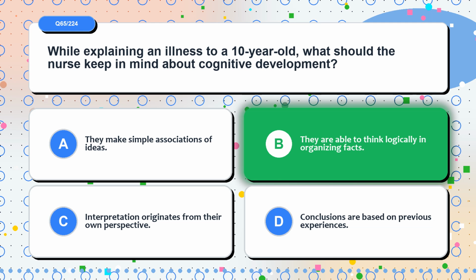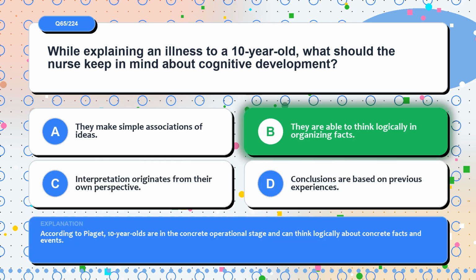The correct answer is option B. They are able to think logically in organizing facts. According to Piaget, 10-year-olds are in the concrete operational stage and can think logically about concrete facts and events.